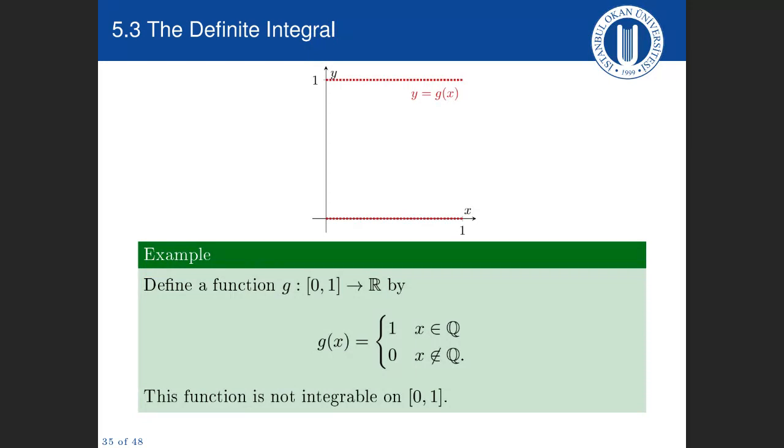Now I want to give an example of a function which is not integrable. I'm going to define g on the closed interval from 0 to 1 by the formula g of x is equal to 1 if x is a rational number, g of x is equal to 0 if x is an irrational number. And I'm saying that this function is not integrable on this interval. And I want to explain why.